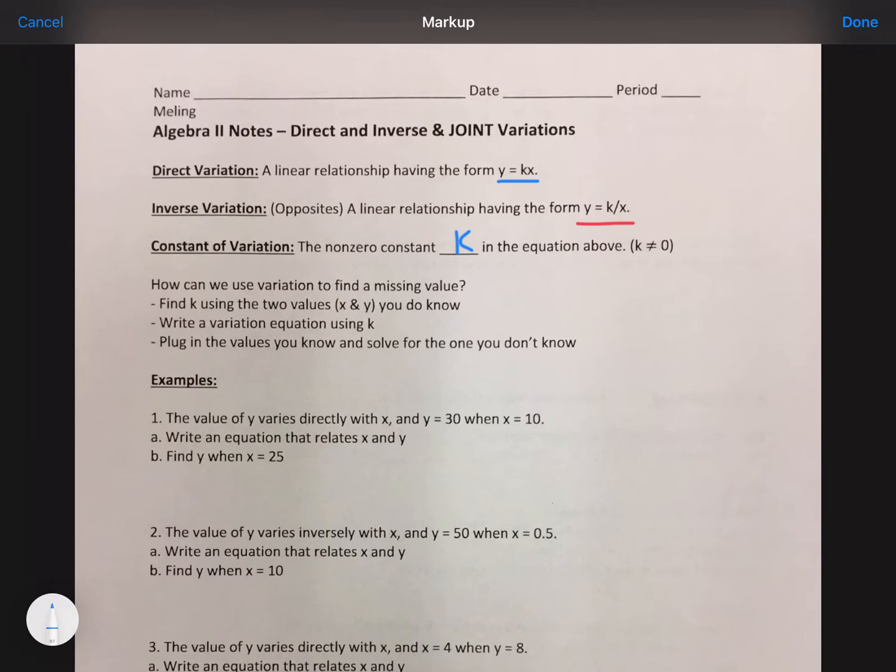We've asked these questions yesterday. How can we use variation to find a missing value? Well, we can find k using the two values that we do know, and then we write another equation using k, and we plug in the values we know, and we can solve for what we don't know.